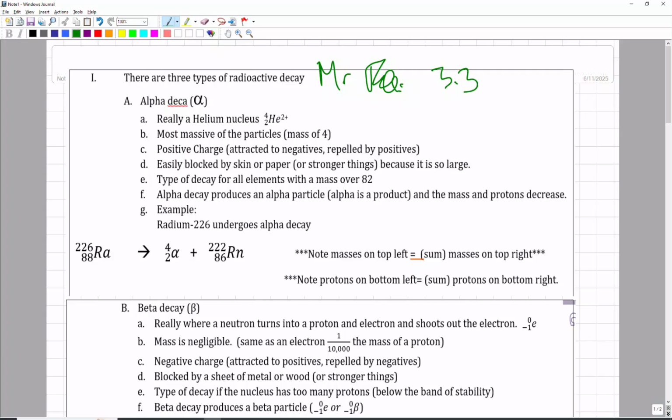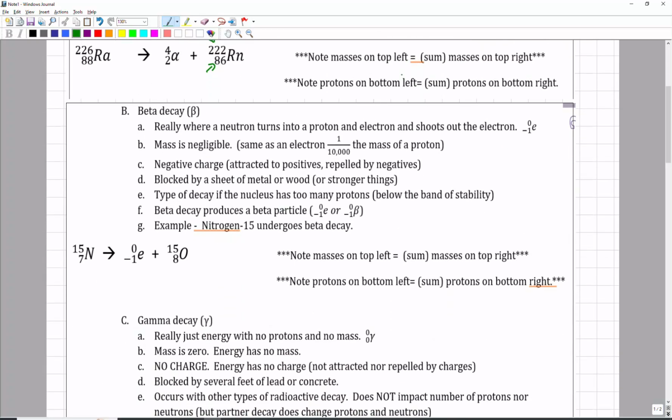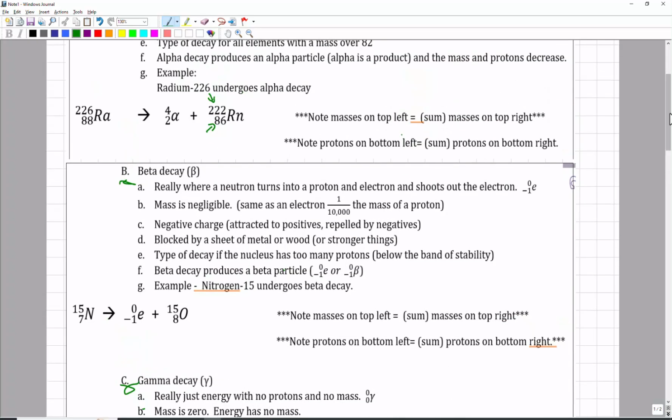So let's take a look at them. So this is talking about radioactive decay. Make sure you have a periodic table out because we need to be able to find these numbers, and make sure you have your calculator out so you don't make cheesy subtraction mistakes. So there are three types of radioactive decay: alpha, beta, and gamma. And we're going to look at each one individually.